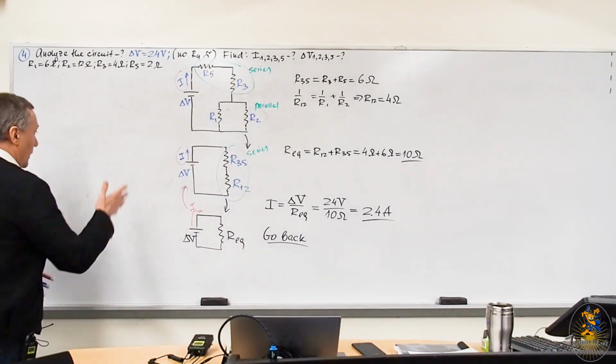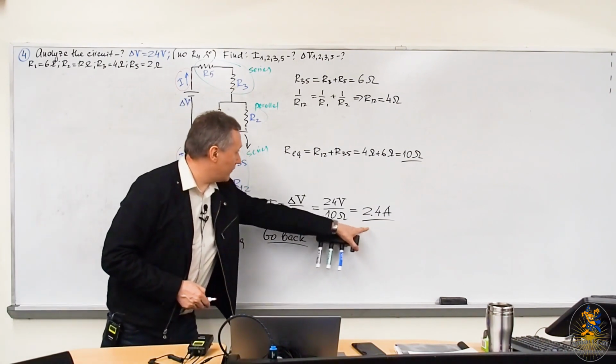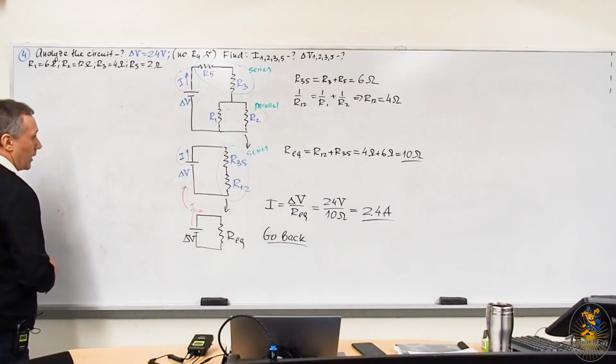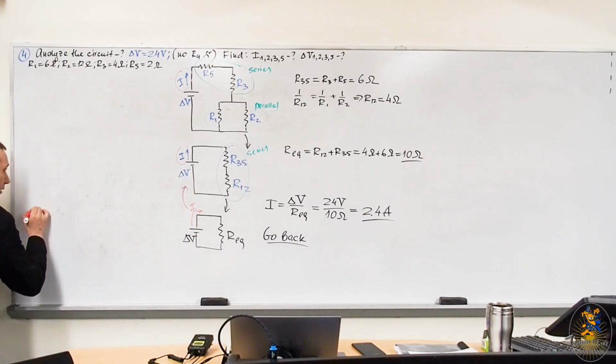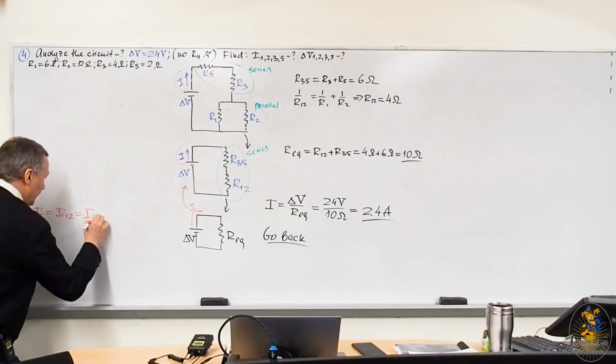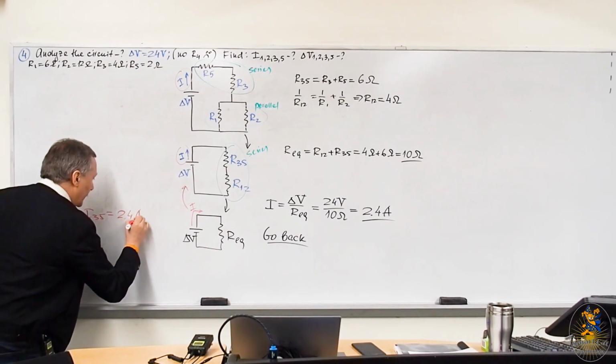Now the currents are the same, so the current which we just found equals the current I35 and the current I12. So I, which we just found, equals I12 equals I35 equals 2.4 amps.